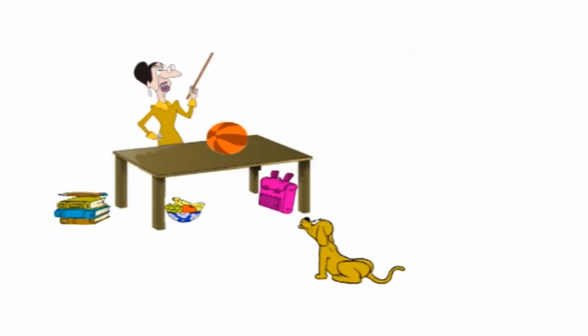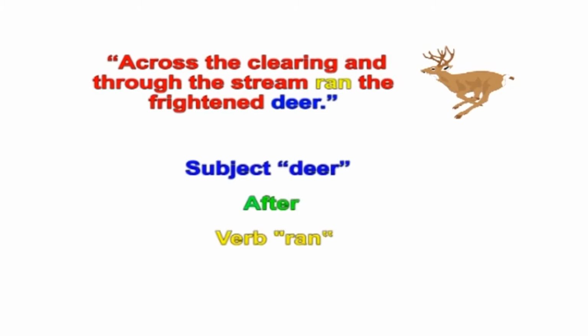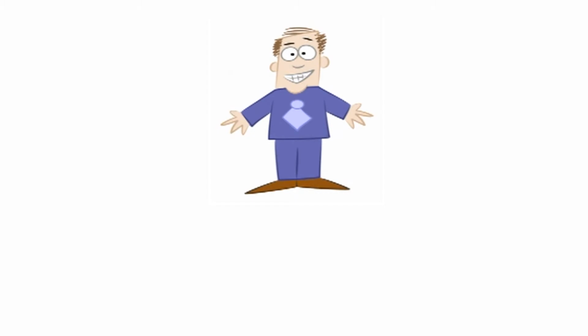Some sentences beginning with one or more prepositional phrases fall under the third case. For example, let us consider the sentence, across the clearing and through the stream ran the frightened deer. Here the subject deer comes after the verb ran. Well, now you know how to identify subject and predicate in a sentence by posing different questions. Let me give you an activity.